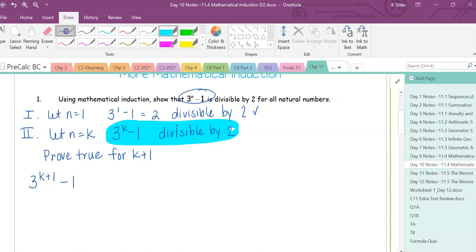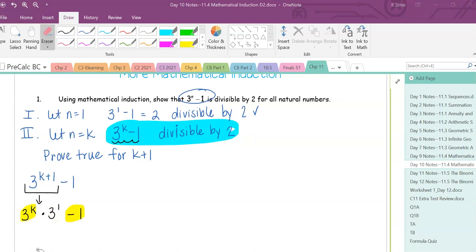So we want to somehow get back to this, somehow get a 3 to the k minus 1. And the way we can do that, and at first this is not going to seem super obvious, is breaking this apart. So what you should know is that you can make this into 3 to the k times 3 to the first, because if you have the same base, you can add those exponents and you'd get that k plus 1. And then I'm just going to bring down this minus 1.